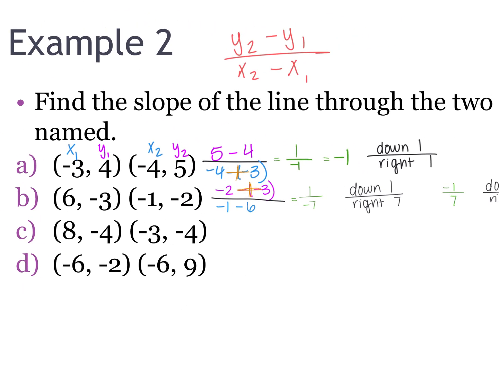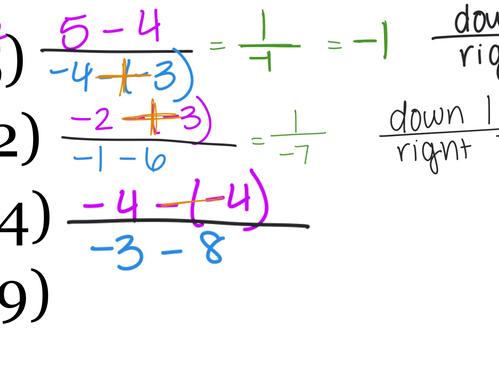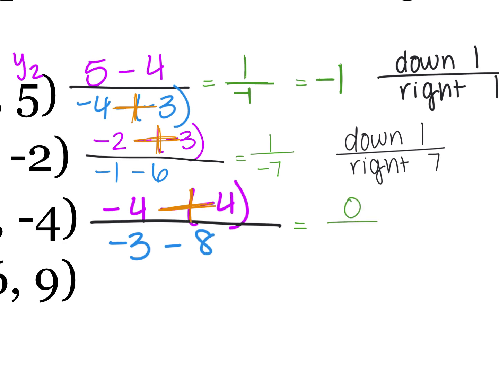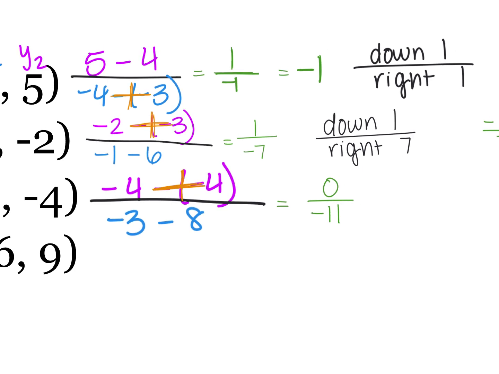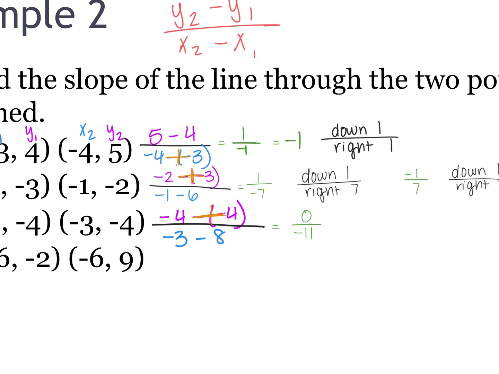So looking at the next one, let's look at C. Same thing, solving it. I'm sorry, not negative 2. Negative 4 minus negative 4 over negative 3 minus 8. These I'm going to add. What's negative 4 plus 4? Good, I'm going to get 0 over negative 11. Would this answer be 0 or undefined? 0. This would be 0.